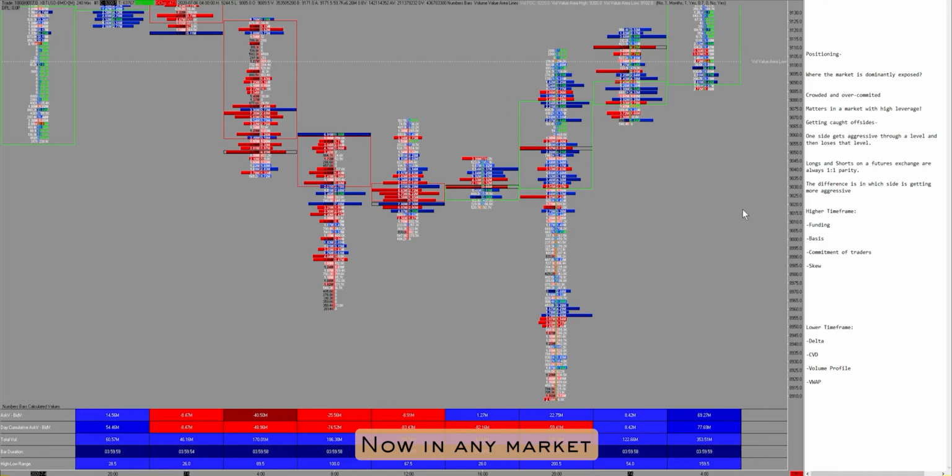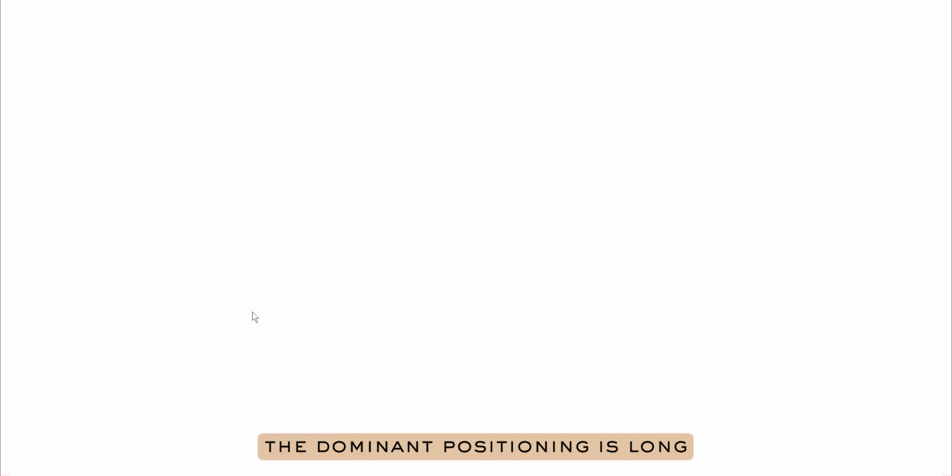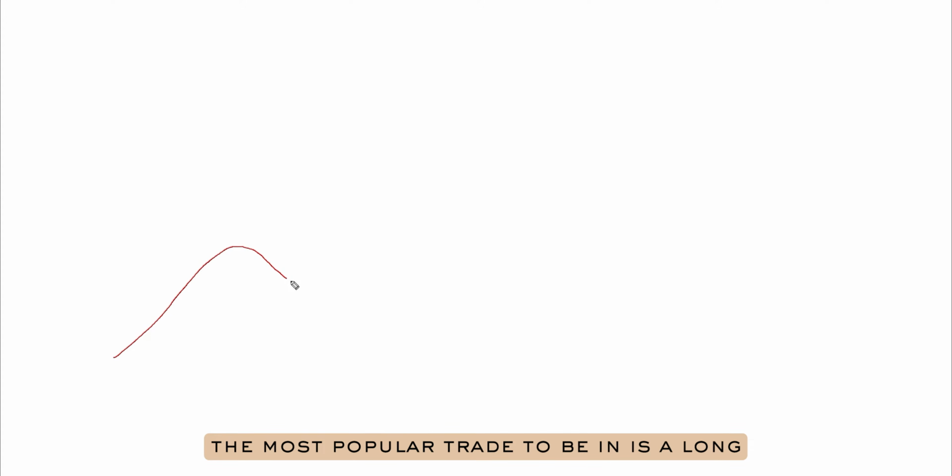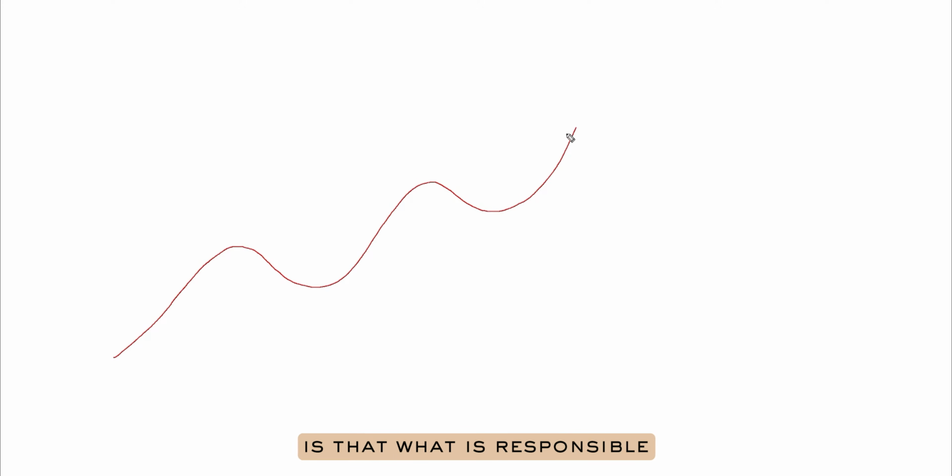Now, in any market, you have three conditions: a sideways market, an uptrend, or a downtrend. In a market that is trending upward, the dominant positioning is long. This is the popular trade. If you are in a bull market, the most popular trade to be in is a long. But what we should understand is that what is responsible for this trend continuing after these corrections is the poor positioning by one side of the market.